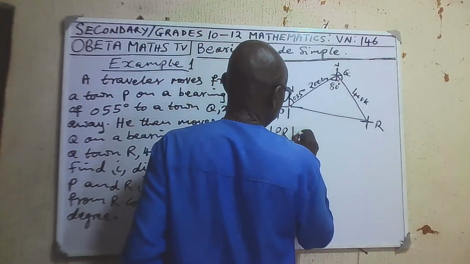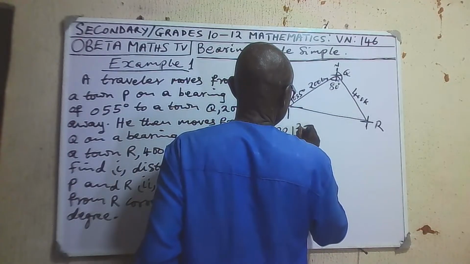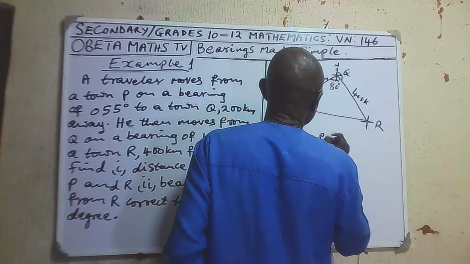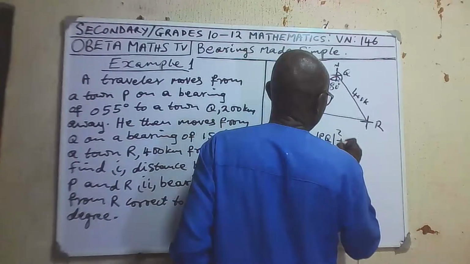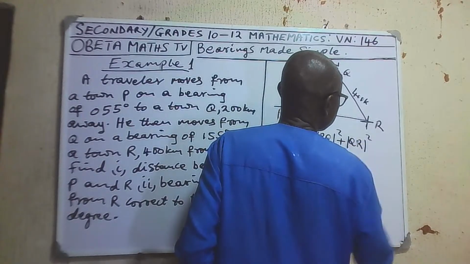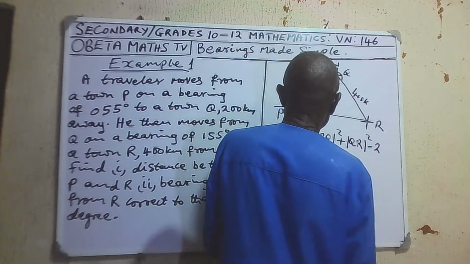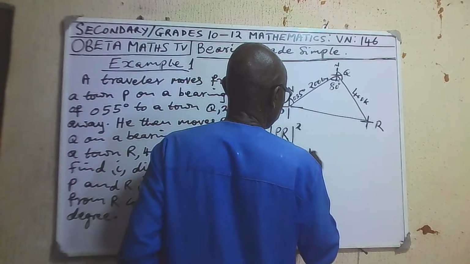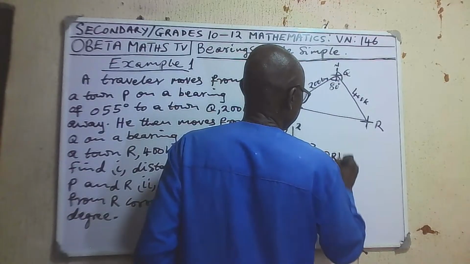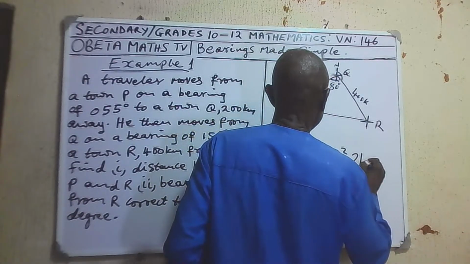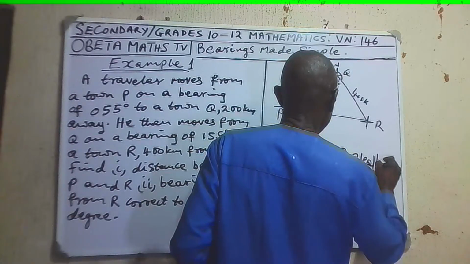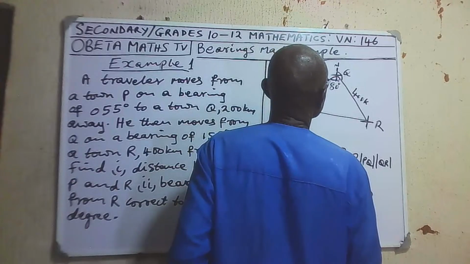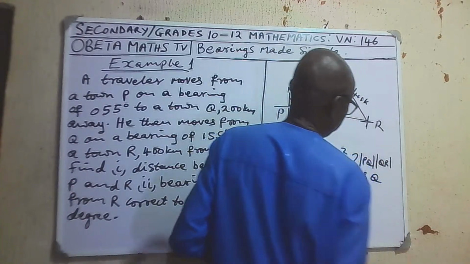So PR squared is equal to PQ squared plus QR squared minus 2 into PQ into QR cos Q. That is the angle here.